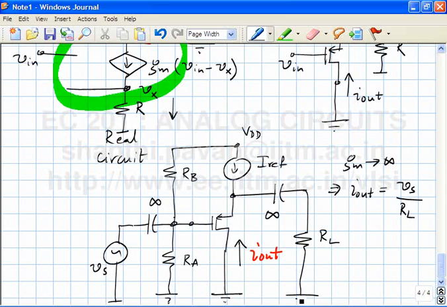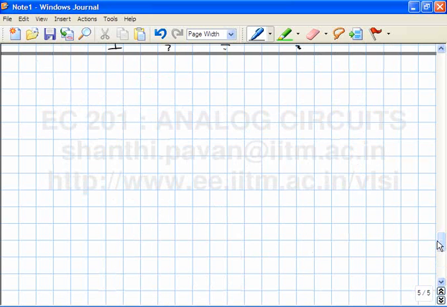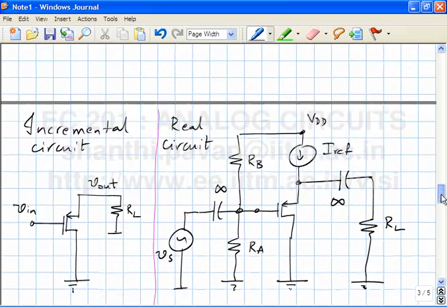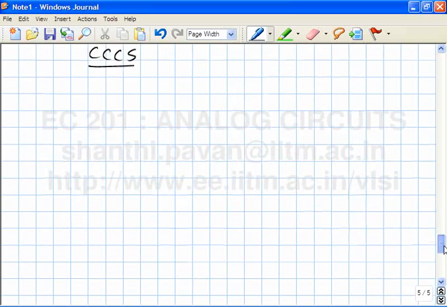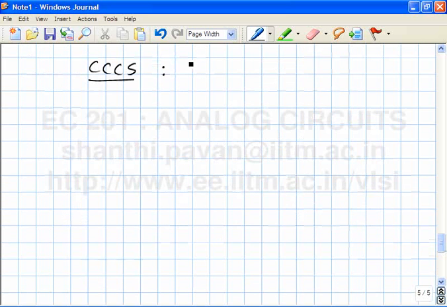So the third thing is the current control. Oh, by the way, before I forget, what would you call this amplifier? What did you call it in the NMOS case? The common drain amplifier. The drain incrementally is common to both the source and the load, and the current controlled current source with a gain of 1.